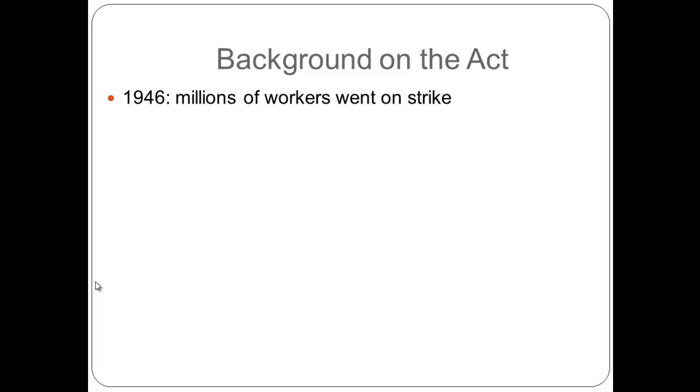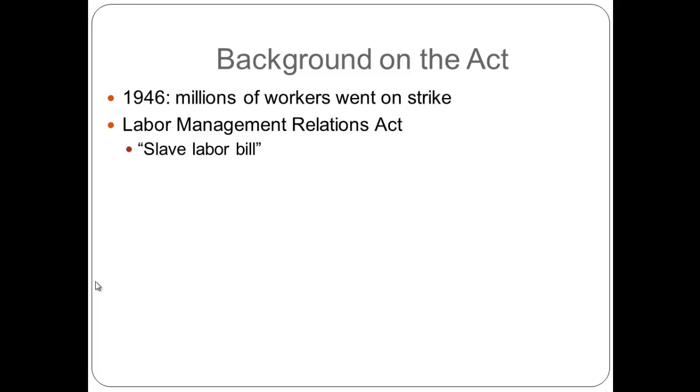In 1946, right after World War II ends, we're going to see millions of unionized workers go on strike throughout the country. This will kind of disrupt the economy a little bit. So many politicians and many Americans are going to be upset with this. So they passed what is known as the Labor Management Relations Act, also known as the Taft-Hartley Act, also known as the Slave Labor Bill.